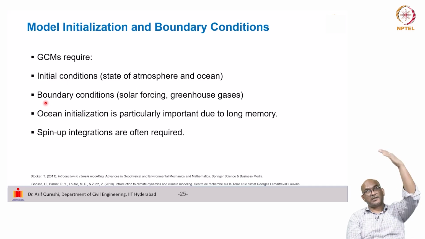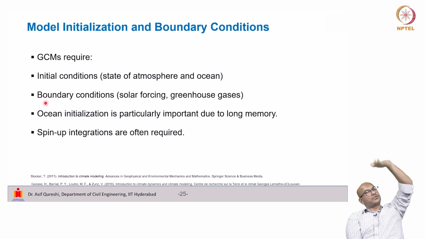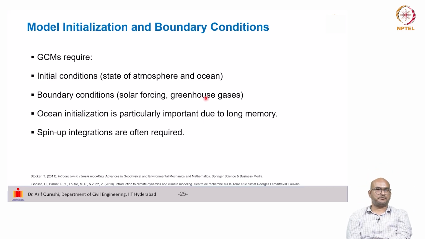Boundary conditions could be the solar forcing from outside the earth, and also the state of greenhouse gases maybe. In some cases we can have this as an initial condition, and when the greenhouse gas change itself is simulated, it would sometimes be called an earth system model. In a GCM, maybe they can say that the GHG is a given. Ocean initialization in such models is very important because of the long memory of the oceans. Sometimes these spin-up integrations are required. After spin-up, the model is run for the actual test case.